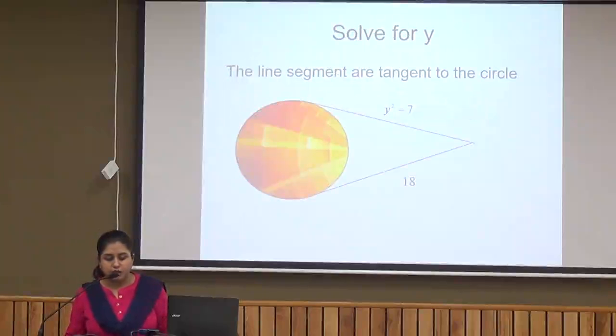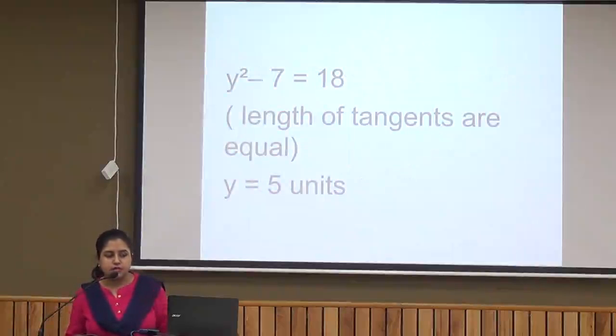For example, here in this figure you have to solve for y. Here also we have been shown two tangents to a circle from a common external point, so these have to be equal. y squared minus 7 is equal to 18. Mentioning the reason, lengths of tangents are equal. Solving this equation we get y equals 5 units.